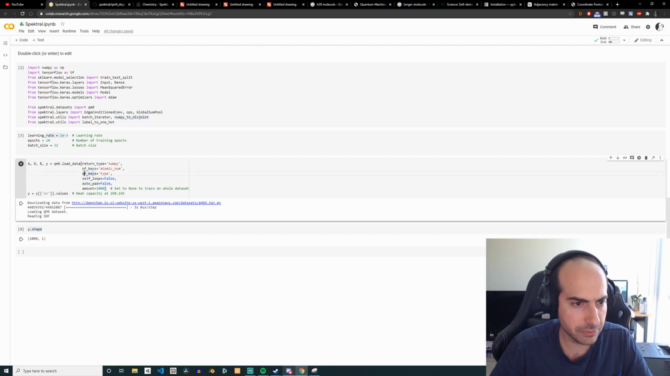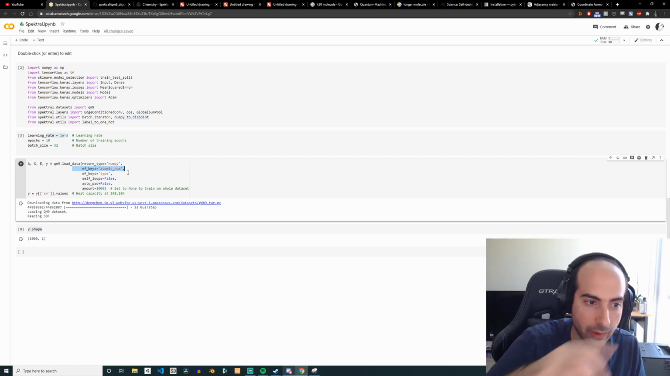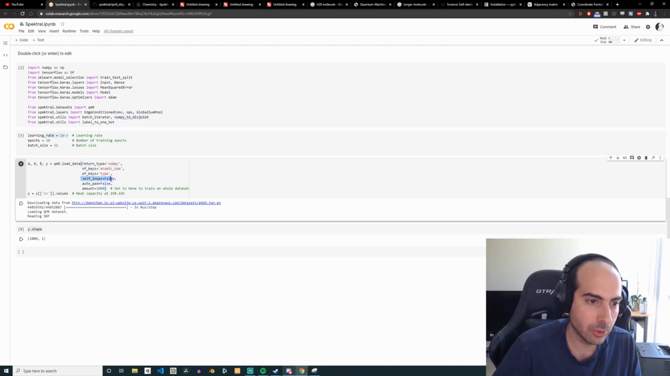There are a couple of nice things you'll notice here. For example, it's telling us we want our return type to be a NumPy array. We want you to use the atomic number as the node feature. We want you to use the type of the edge as its edge-level feature. And notice, like I talked about earlier, these could be all sorts of things: the spin, the charge, whatever you want. We don't want to pad it, we don't want it to do a self loop, and we just want 1,000 of them.